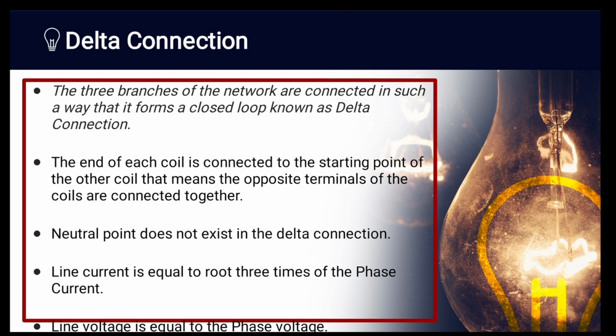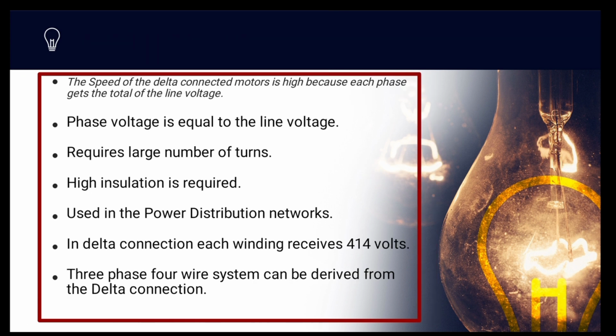The basic idea of delta connection is that there won't be any common point. All are connected in a triangle-like structure. There won't be any neutral point or common point like in a star; they won't exist in a delta connection. And the next point: the speed of the delta connected motor is high because each phase gets the total line voltage.